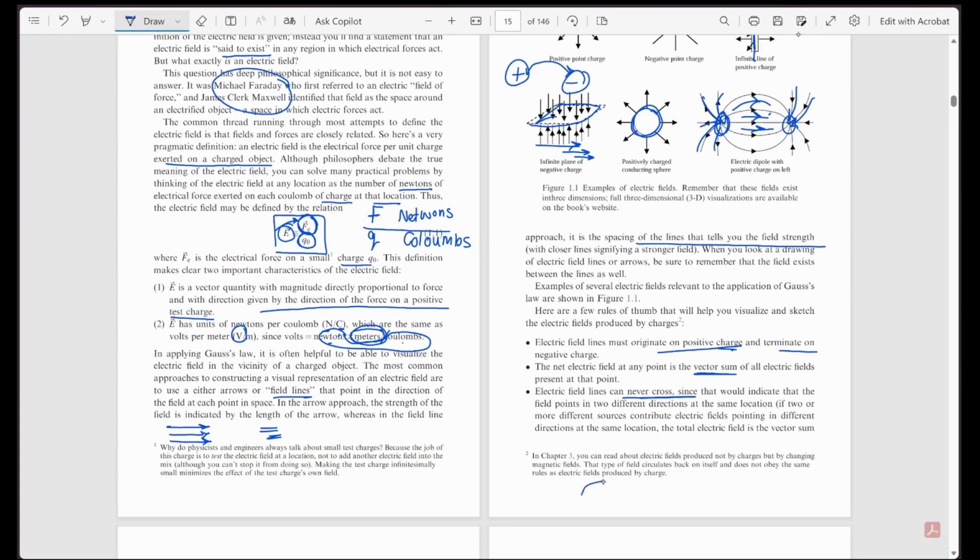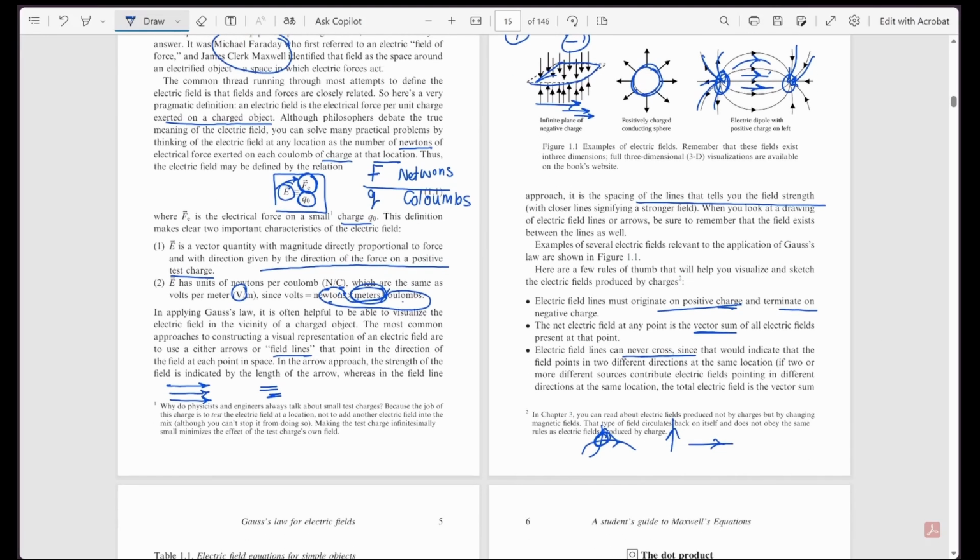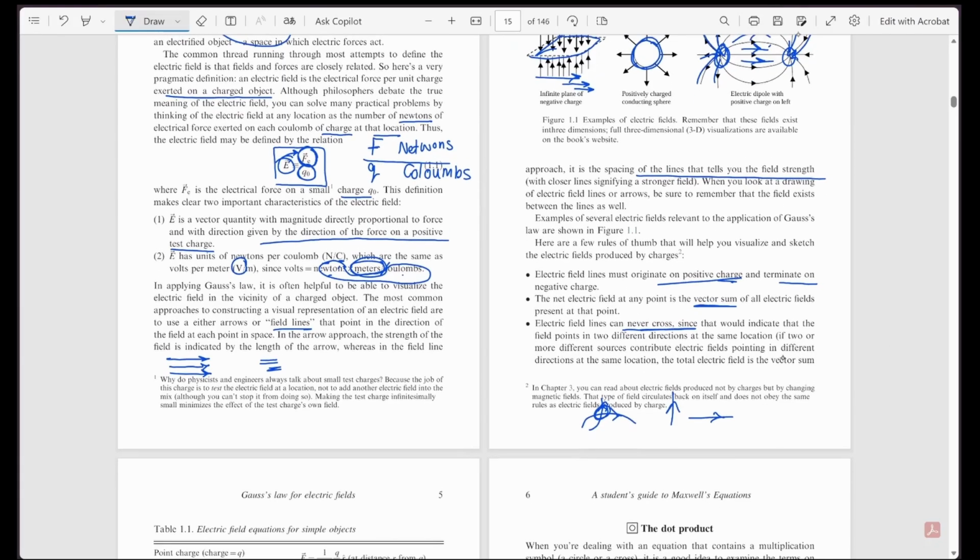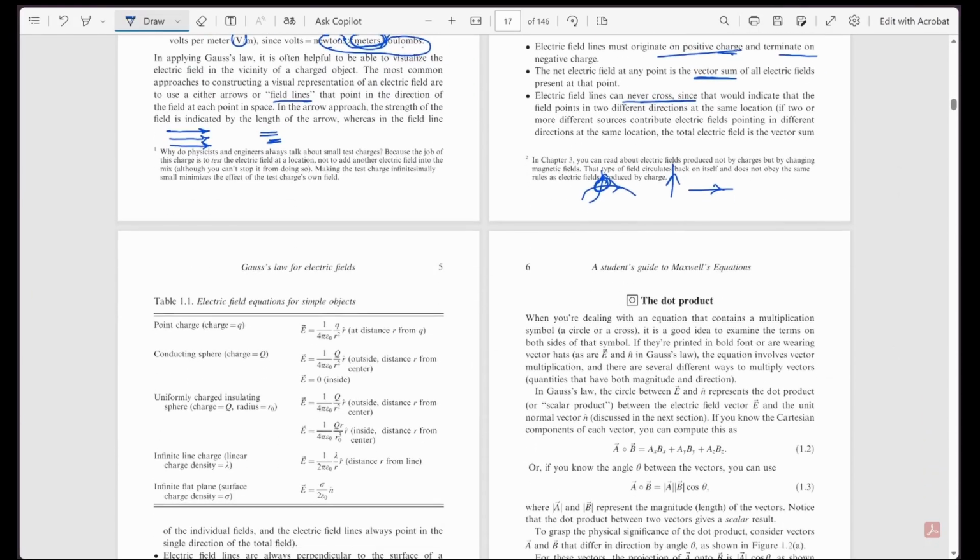So if electric field lines cross one another, we could ask at that exact point, is the electric field coming this way or this way? This can't happen. So the electric field at any point is just their sum. We'll see which one is stronger and represent it that way. So it's the vector sum, and we take direction into consideration.